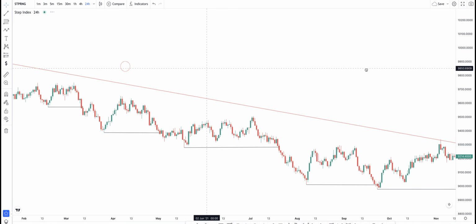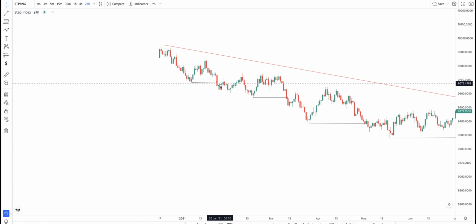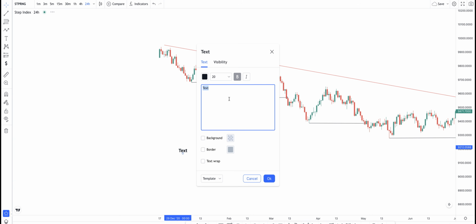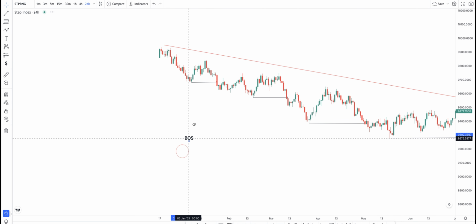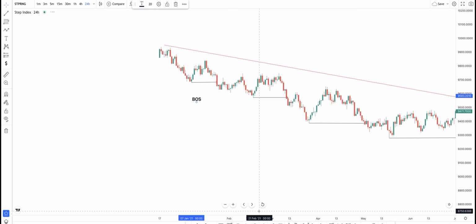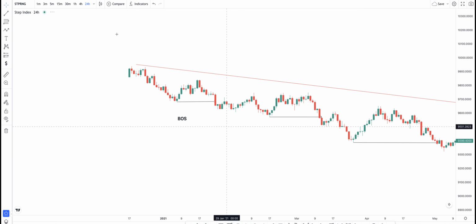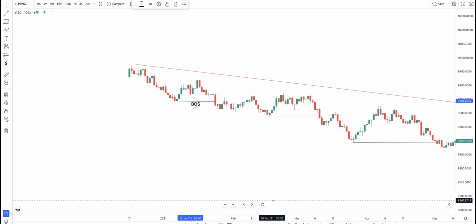Here you can see that price has broken a structure with a body. So this is a break of structure, a BOS. You can see that this red candle has broken the previous low with a body. This red candle closed with a body below this previous low. So this is a valid break of structure.